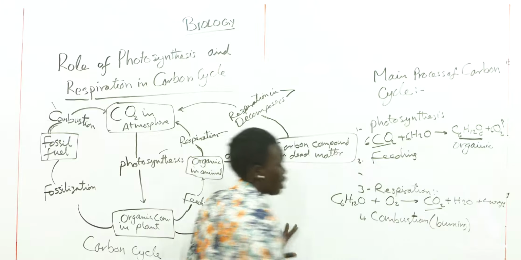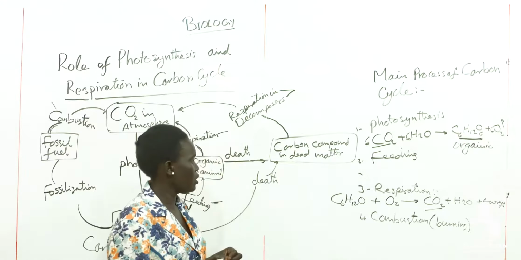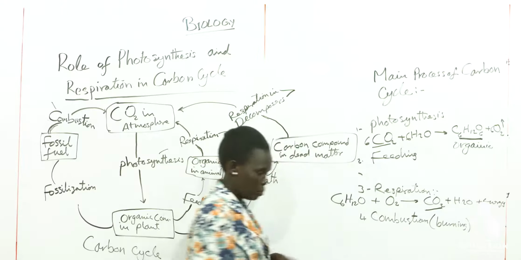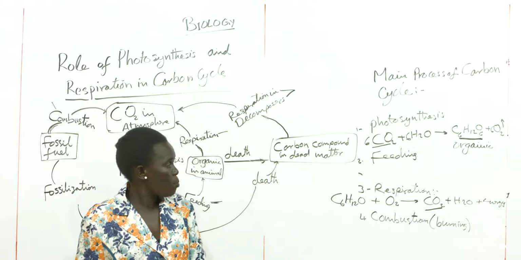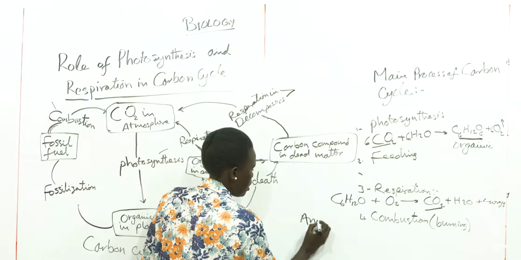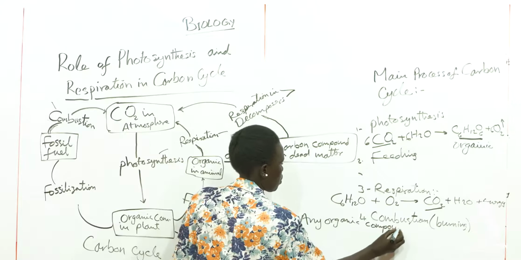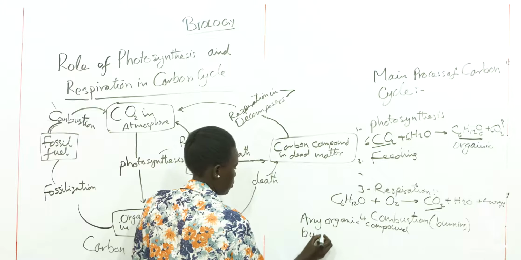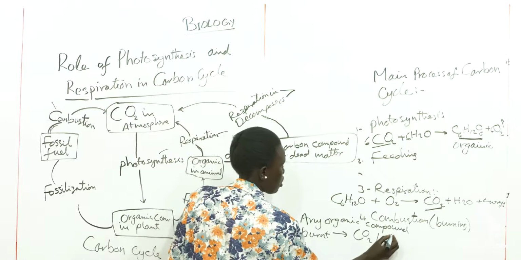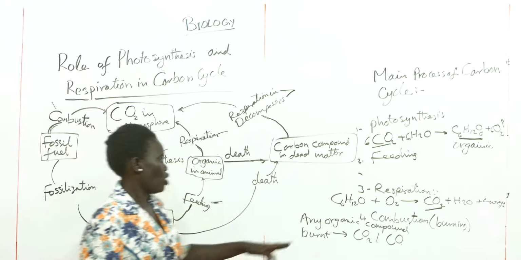Combustion, this burning. Any chemical compound, if it is burned, the byproducts are carbon dioxide plus water plus energy. Any organic compound, if it is burned, the result is carbon dioxide or carbon monoxide plus water plus energy.